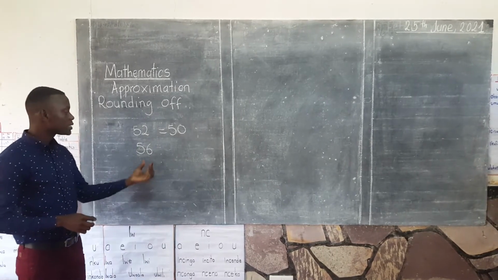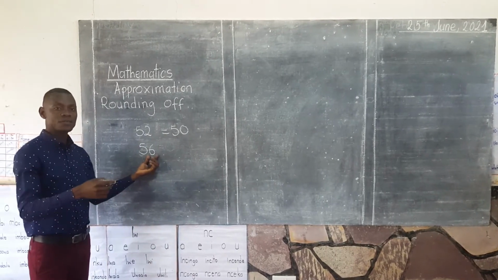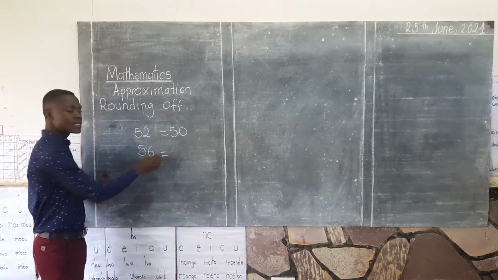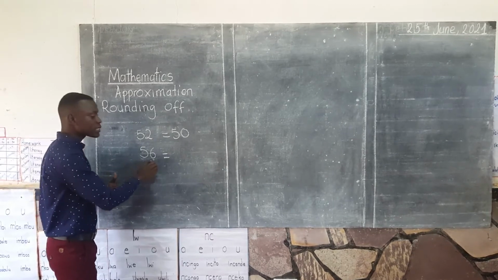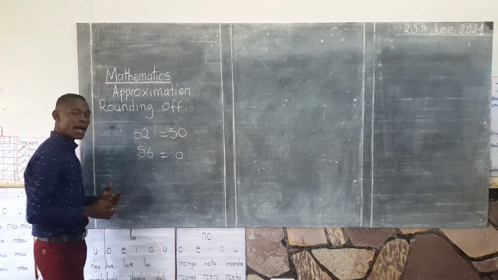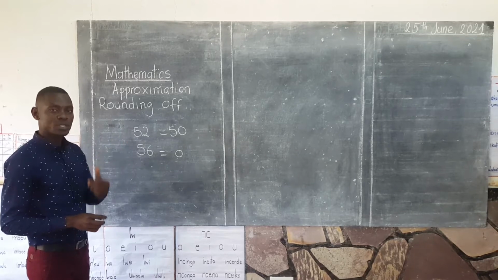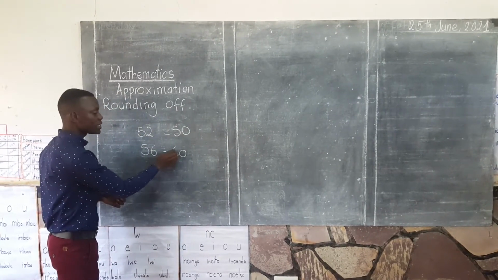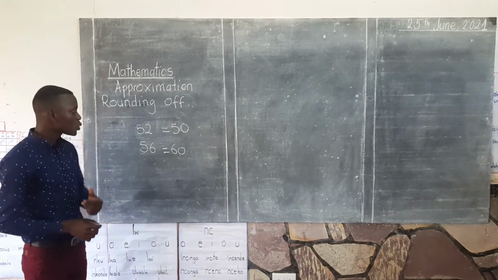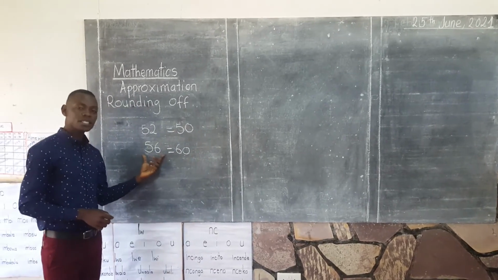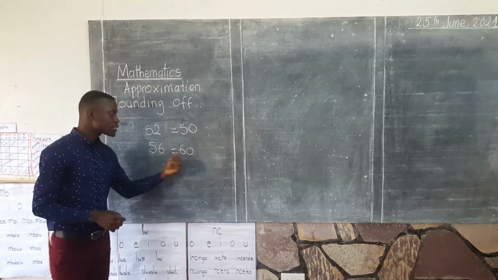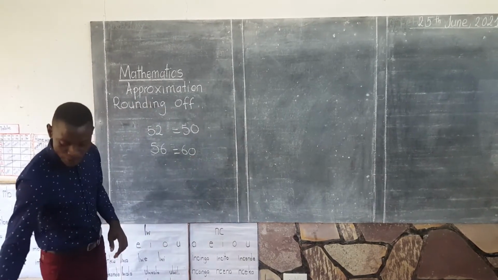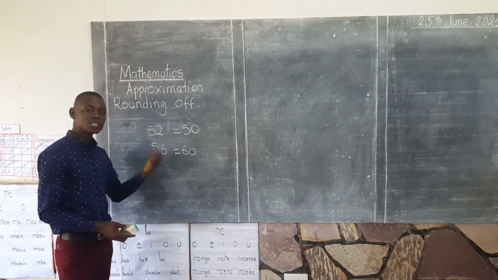Then we also looked at 56. Here 6 is more than 5, hence it is 10. Where there is 6, you write a 0, and the one attached to the 10 you add to 5, and it becomes 6. So rounding off 56 to the nearest tens is written as 60. This is the work we looked at last time.